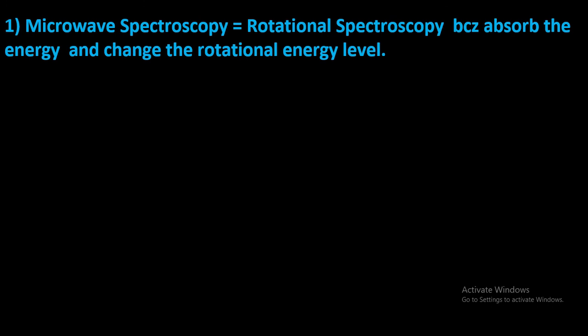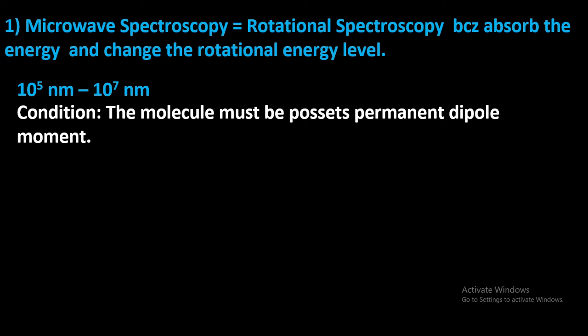Microwave spectroscopy is also called rotational spectroscopy because during absorption of energy, the rotational energy levels change. The wavelength range of microwave rays is between 10^5 nanometers to 10^7 nanometers. The condition for a molecule to show a microwave spectrum is that it must have a permanent dipole moment, which means polar compounds show microwave spectra but non-polar compounds cannot.